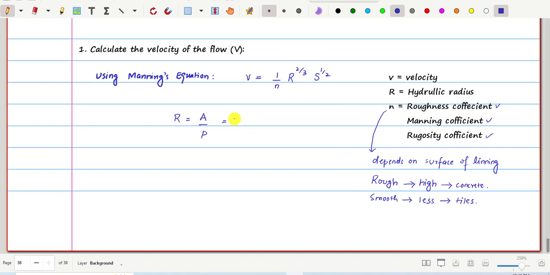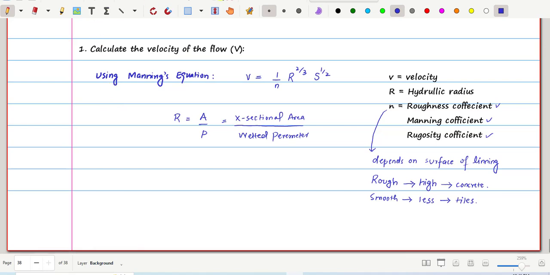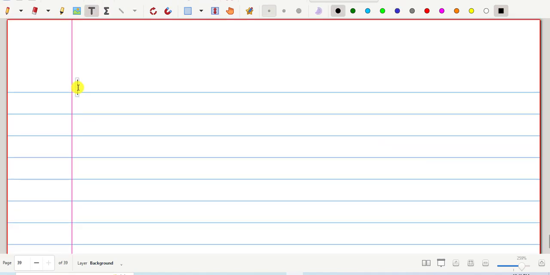So here A is the cross-sectional area divided by P, the wetted perimeter. Okay, by using this we will be done with our first step of finding the velocity of the flow, and then our second step. What is our second step? Our second step is to calculate the cross-sectional area, which is A. So again, for cross-sectional area we have a formula.